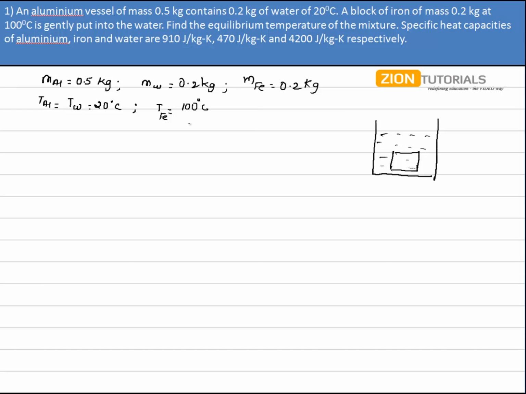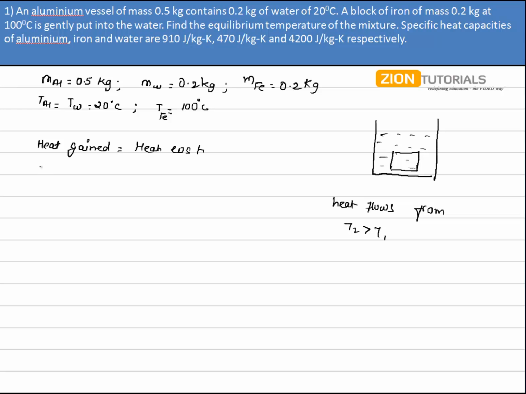Fine. So the concept behind solving this problem is energy conservation, that is, heat gained will be equal to heat lost. Now obviously iron, which is warmer than water and aluminium, will lose heat, because we know that heat flows from higher temperature to lower temperature. So clearly the heat lost by Fe will be equal to the heat gained by water as well as aluminium.